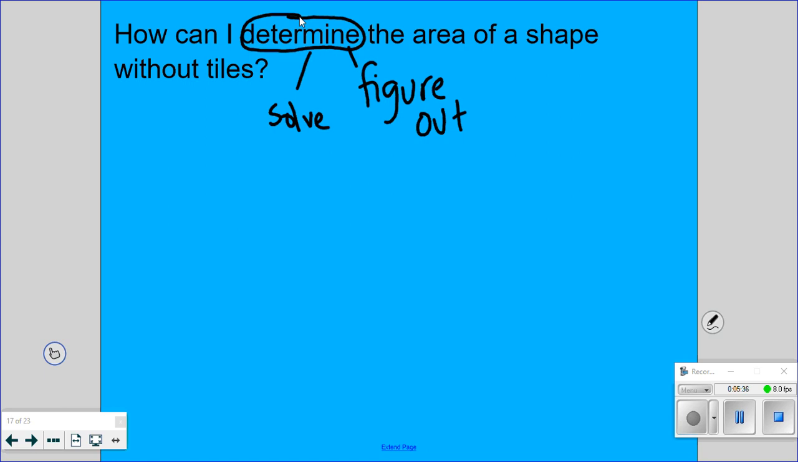Are there any ideas? Any ideas of how you could do this? I'm going to write this next part in red. You do not need to write down what I write in red. Got it? Awesome. Shelby, what are your thoughts? How do you think I could do that?